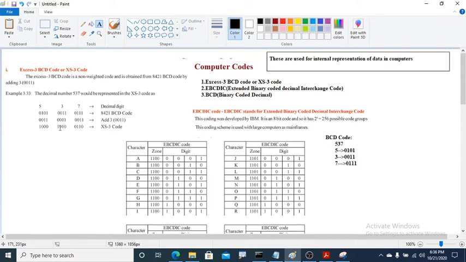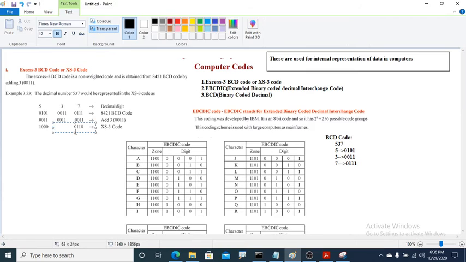Okay now, this is a wrong answer. Normally 1 plus 1 is 10. I am removing this one. 1 plus 1 is 10, 1 is the carry. Here writing 0. Okay.